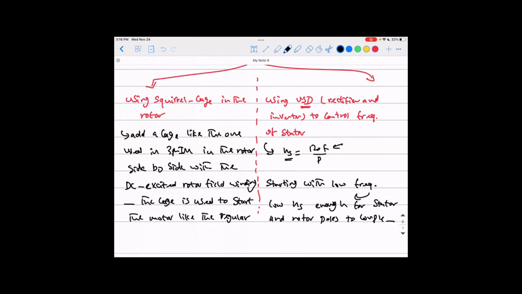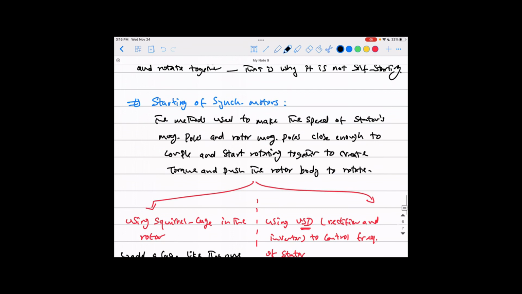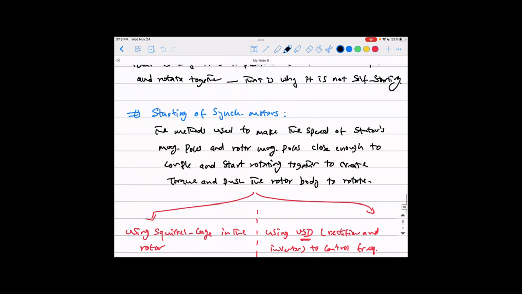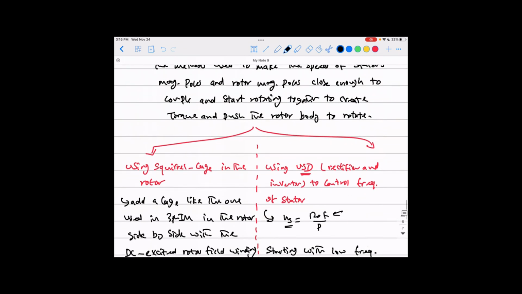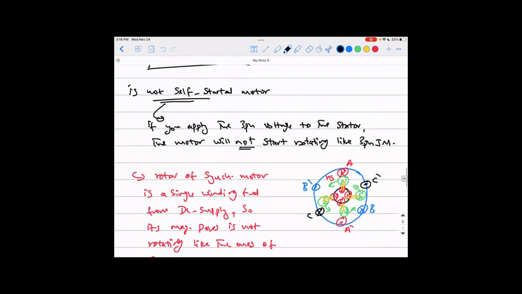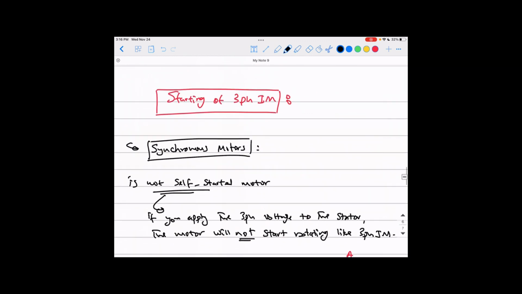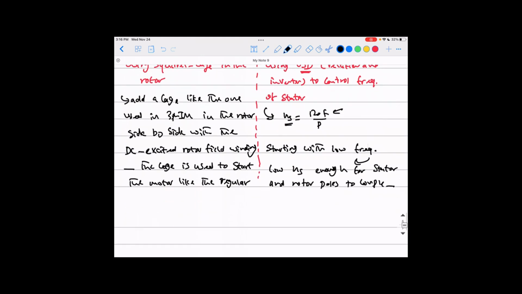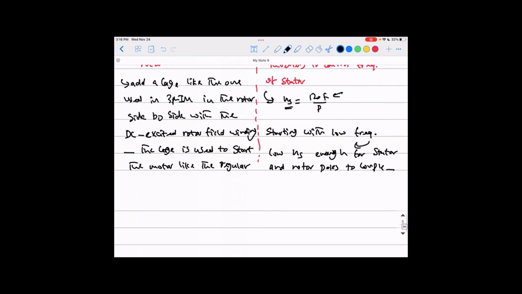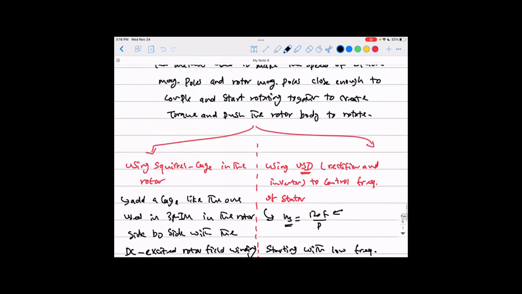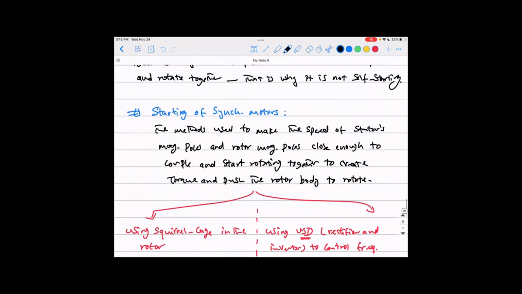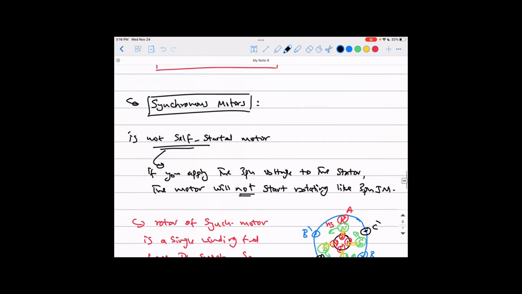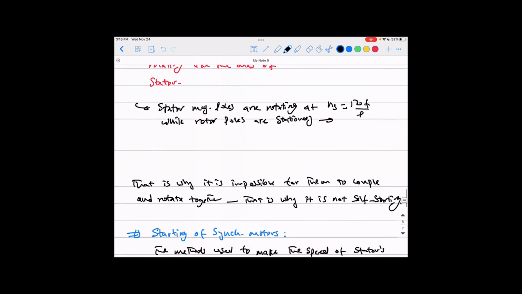Okay, guys? So those are the famous methods used for starting the synchronous motor. When I'm asking you about starting a three-phase synchronous motor, it is, like I said, those methods we are using to make the rotor of this machine start rotating, because it will not rotate on its own. And that's the whole thing I needed to tell you about synchronous motor starting.